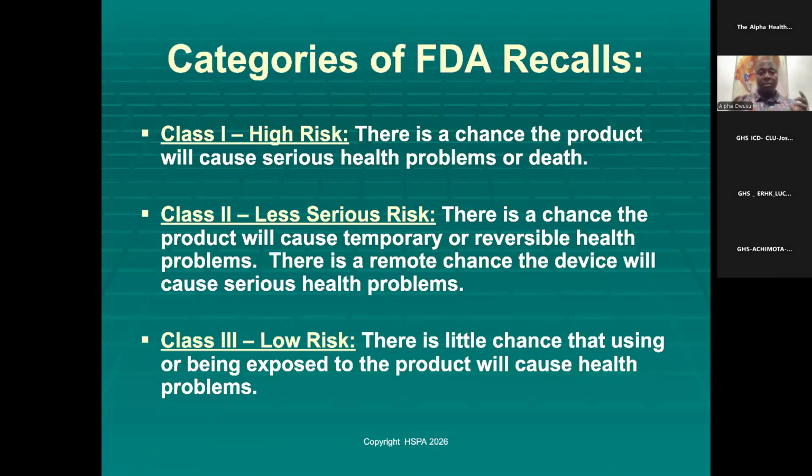Now, criteria of FDA recall, right? Class 1, high risk. There are chances the product will cause serious health problems, right? Now, if the instrument or the things that they are using is not done properly, or the machine does not meet the requirements of FDA, then we can recall them.